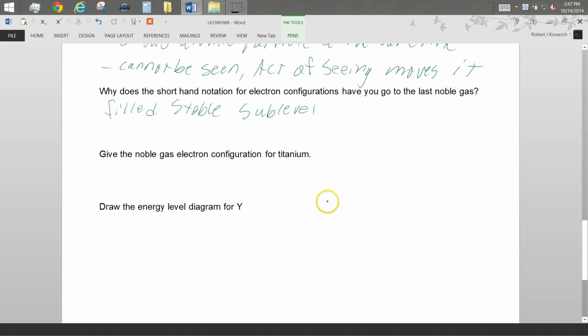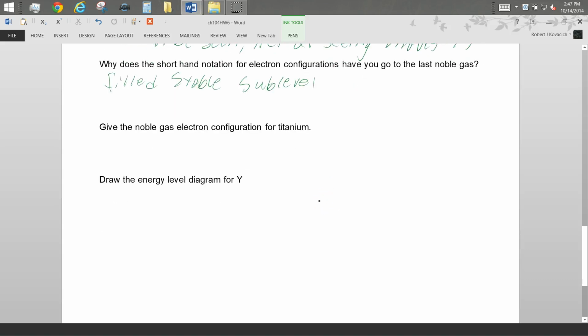So we're going to do the noble gas configuration for titanium. Titanium is 22. If I back up to argon, that's 18. That'll be my last noble gas. So Ti, then Ar in brackets, then 4s2 3d2. And that'll put us in the second column in the D block for titanium.